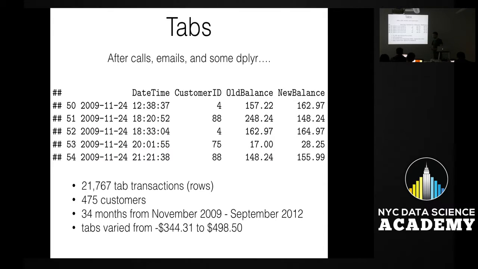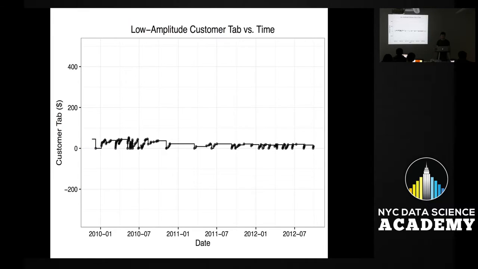So one of the first things I did was I wanted to know what somebody's debt over time looks like. What do these tabs look like for individuals? Here's an example. I just want to take a minute to talk about the axes here. What you see here is the time period over which I had data. That's the whole 34-month period. On the y-axis, I just scaled this to what the max and the min tabs were over time. So it goes down to negative 344 and up to about 500.